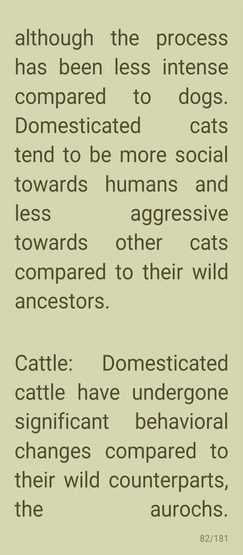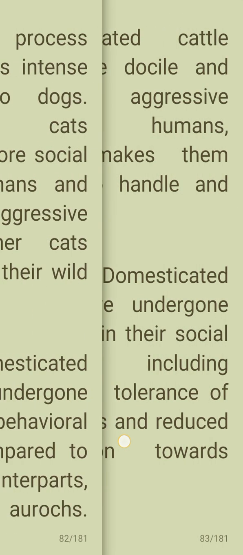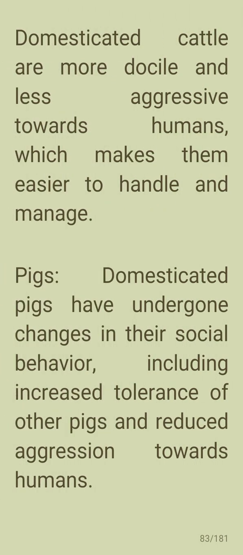Although the process has been less intense compared to dogs, domesticated cats tend to be more social towards humans and less aggressive towards other cats compared to their wild ancestors. Domesticated cattle have undergone significant behavioral changes compared to their wild counterparts. Domesticated cattle are more docile and less aggressive towards humans, which makes them easier to handle and manage.